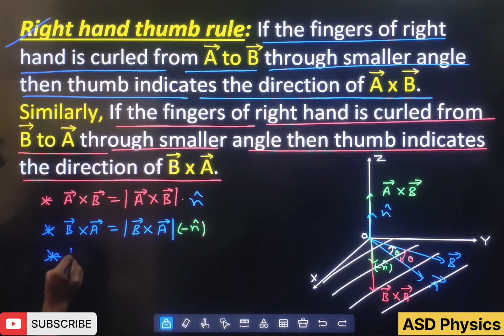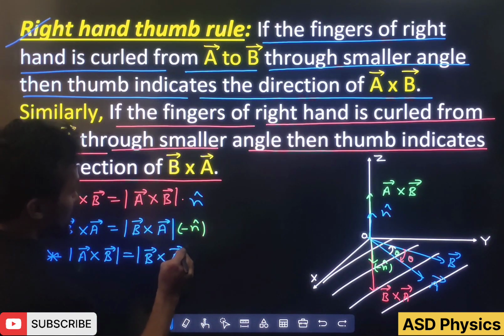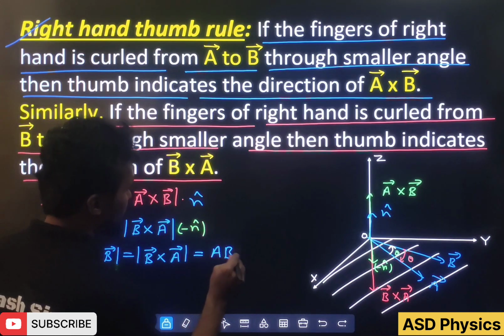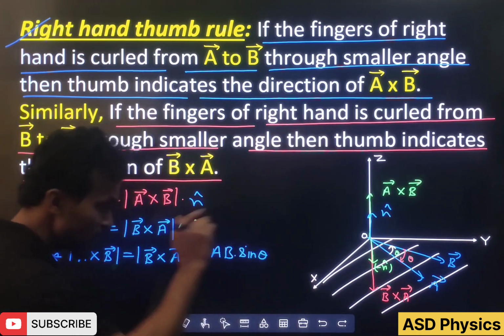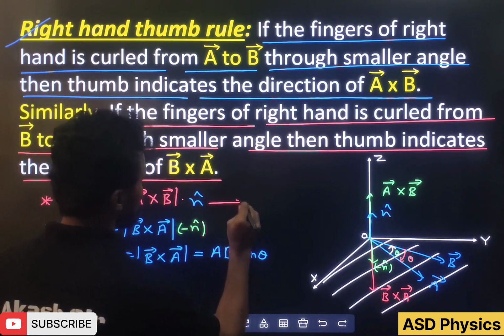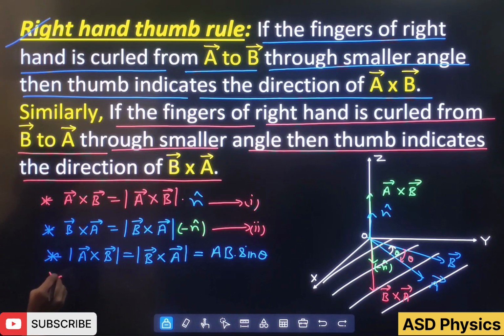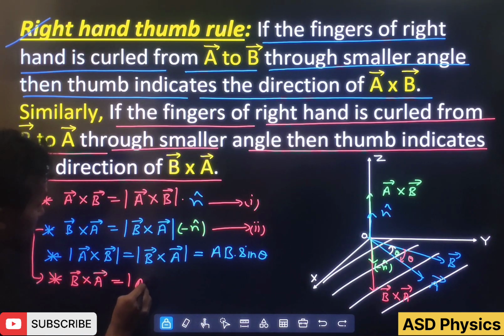Now students, next thing please remember that if I talk about the magnitude, maybe mod of A cross B or mod of B cross A, this will be the same only. How much? AB sine theta, that we have done before. Okay, so now students, let's take this as the first one, and let's take this as the second one. So if we write from the first and second, what can we write here? See, B cross A is equal to mod of B cross A, means what do you write here?